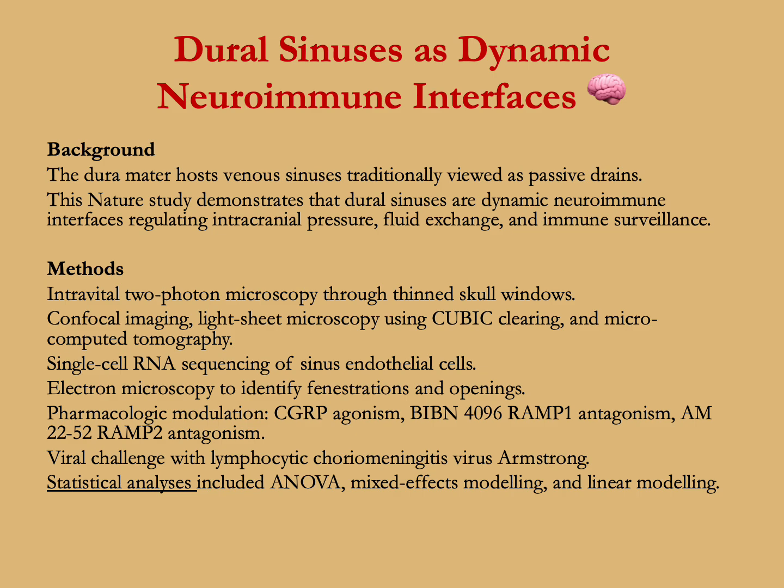They used a murine model, a mouse model, and did intravital two-photon microscopy through thin skull windows, confocal imaging, light sheet microscopy, and microcomputed tomography. They did single-cell RNA-seq of sinus endothelial cells, electron microscopy to identify fenestrations and openings, and for pharmacologic modulation they used CGRP agonism, RAMP1 antagonism, and RAMP2 antagonism.